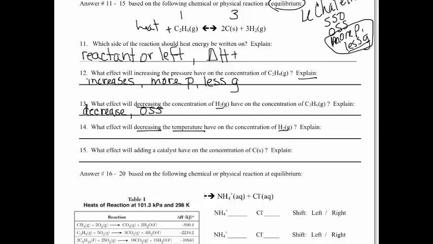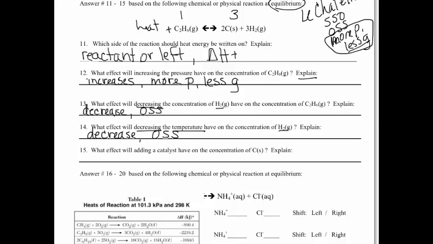Well, here's heat on this side, and H2 is on the other side. So they're on opposite sides from each other. So opposite side, same. Since we said it was decreasing the temperature, we're going to decrease H2. And again, our reasoning is just opposite side, same.